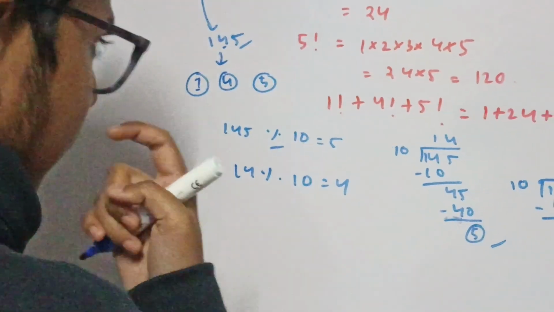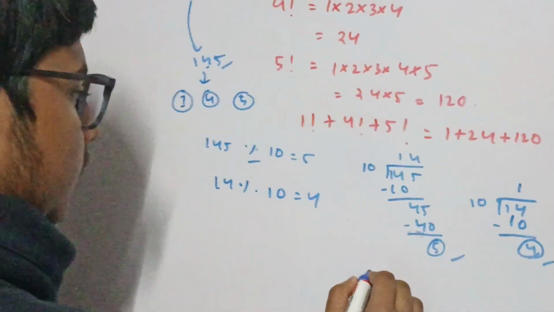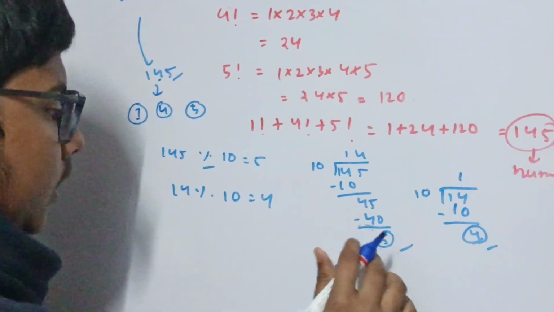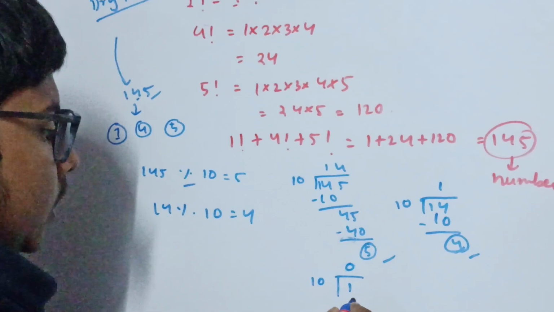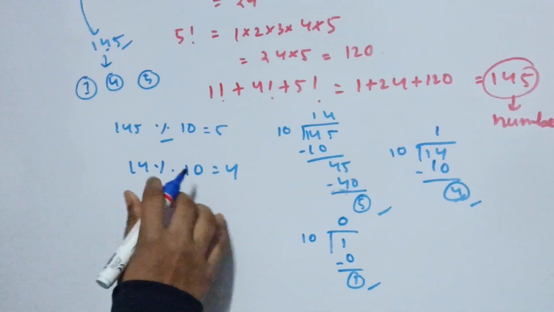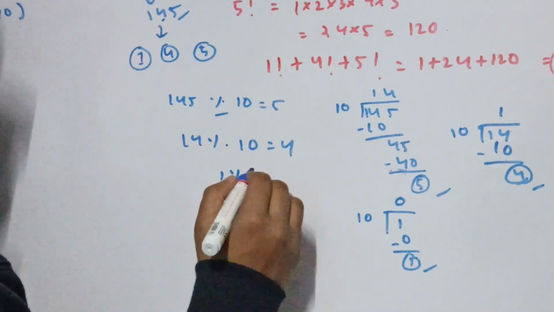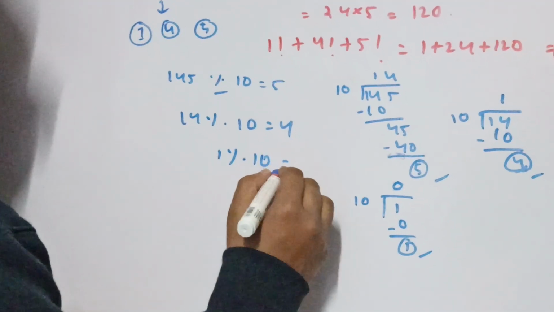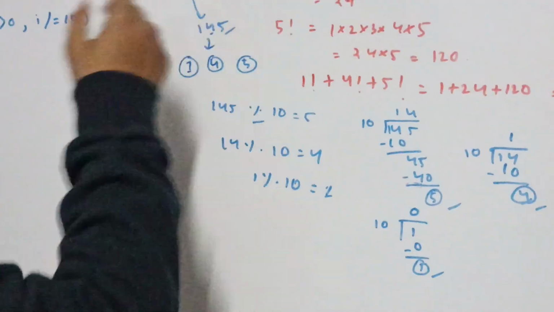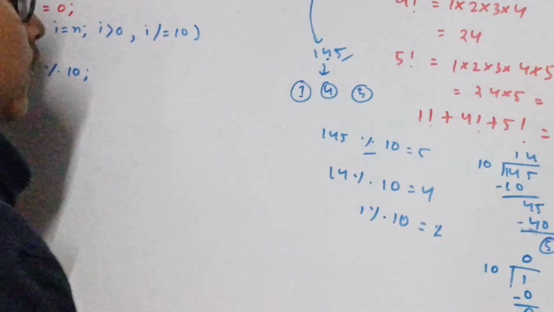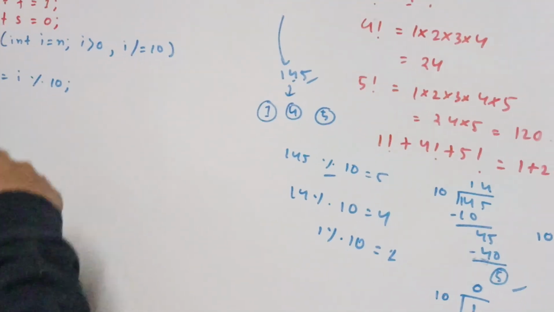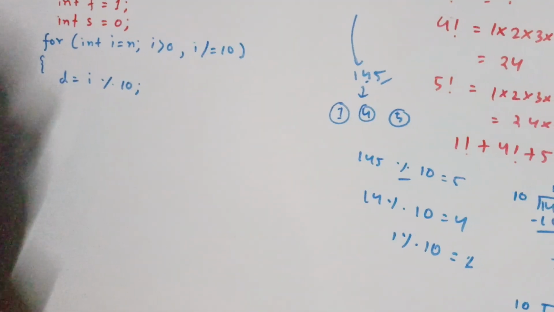And lastly, we will separate the first term, that is 1 modulus 10. Here you will get 0 in the quotient, and ultimately you will get the remainder as 1, which was your first digit, the last digit to be extracted but the first digit of the number. So in this way you have separated the digits from the number. This is the loop and this is the process for separating the digits.